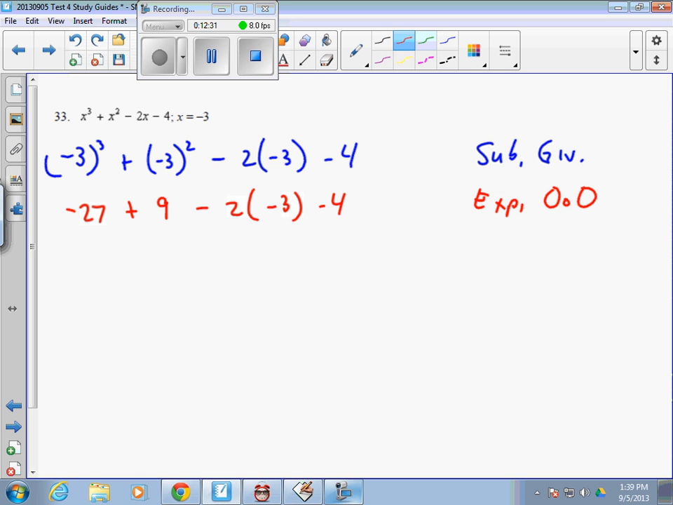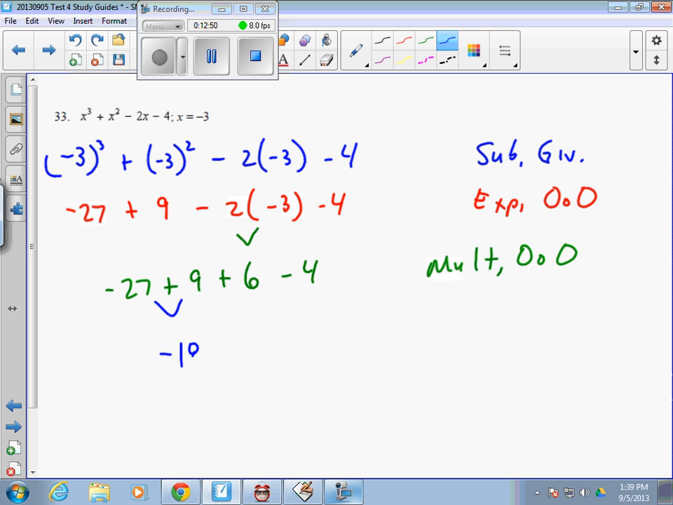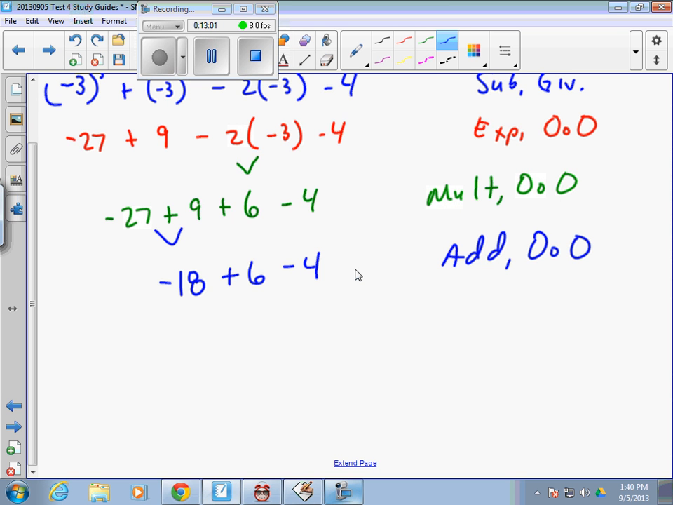We're going to multiply next. -2 times -3 is a positive 6. Bring everything else down and we'll do it all on the same steps. That's just multiplying because of order of operations. Then work subtraction and addition left to right. -27 plus 9 is going to be -18. That's just addition because of order of operations. Or we can say we're combining our like terms and we can knock them all out in one step. -18 plus 6 would be -12, and -12 minus 4 would be -16. And all that would be is combining like terms.